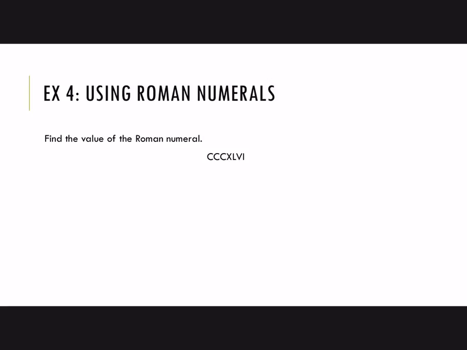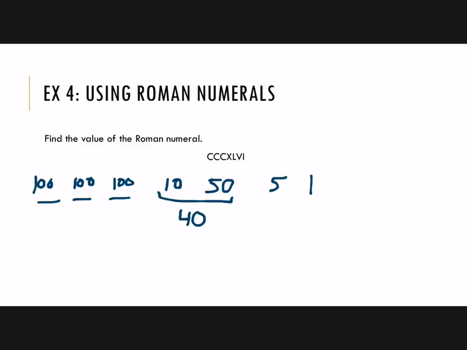Okay, CCCXLVI. 3 C's is 300s. And then 10, and then 50, and then 5, and 1. Okay, go through and look for pairs of a small before a large. We have a 10 and a 50, and that's it. So that's going to be 40, and then we add all of the rest. So this would be 300 and 46.